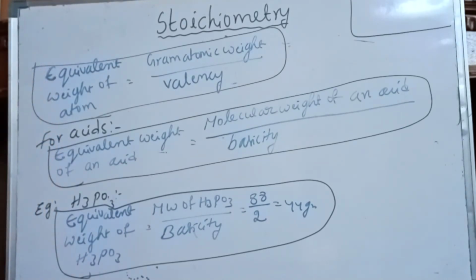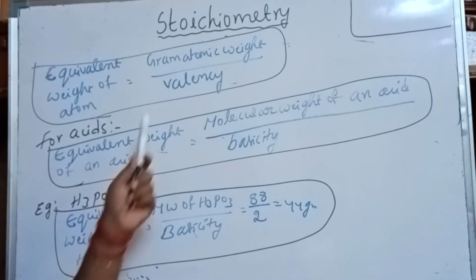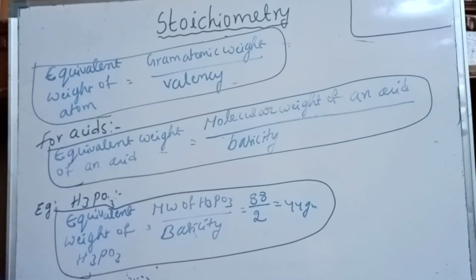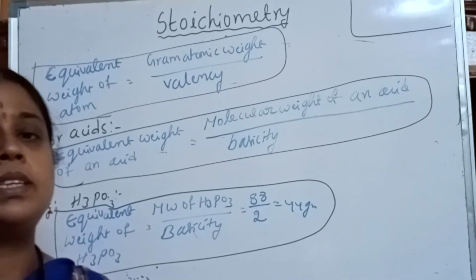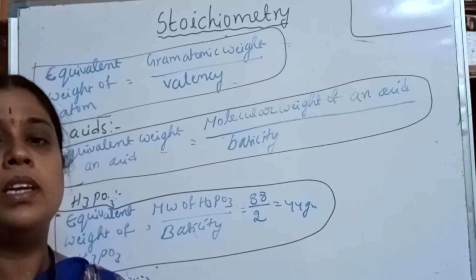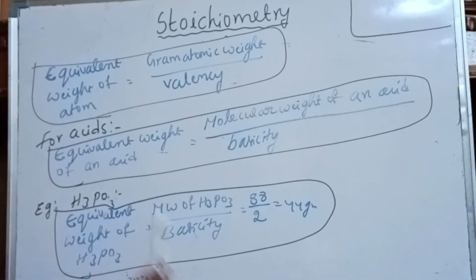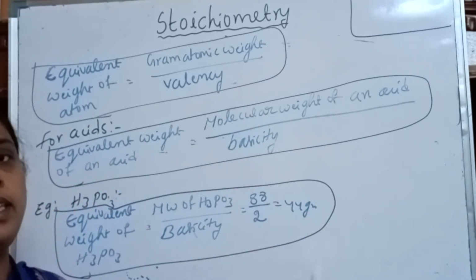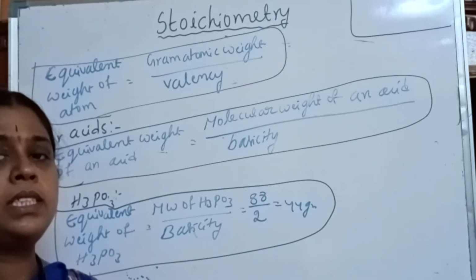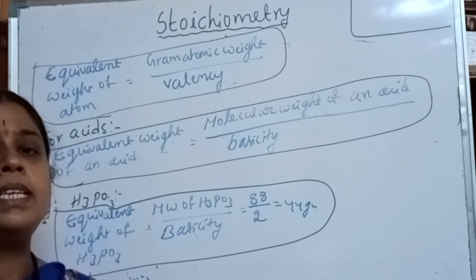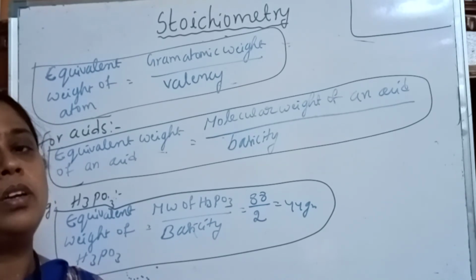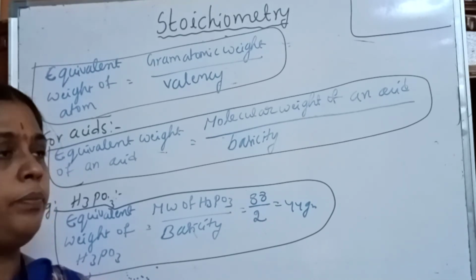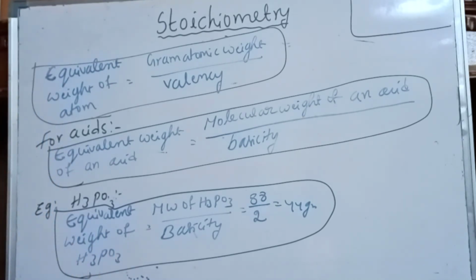Next, calculation of equivalent weight. Equivalent weight of an atom is equal to gram atomic weight by valency. Valency means the combining capacity of an atom, equal to its group number. Next, equivalent weight of an acid is equal to molecular weight of the acid by basicity. Basicity means the number of hydrogens present in an acid which are replaceable with metals. For example, take H3PO3.